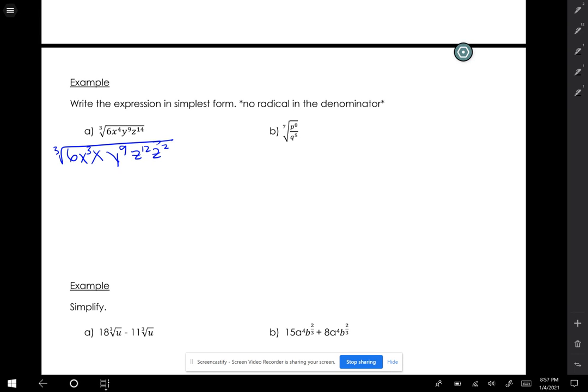So I'm just going to go through this, and anything I can take the cubed root of, I'm going to do. So I know I can take the cubed root of x cubed, and that becomes an x. The cubed root of y to the 9th is y cubed, because you take the 9 and you divide it by the 3. The cubed root of z to the 12th is z to the 4th, because 12 divided by 3 is 4. Everything else has to stay under the root. So the 6, the x, and the z squared stay under the cubed root, and then that's your final answer.